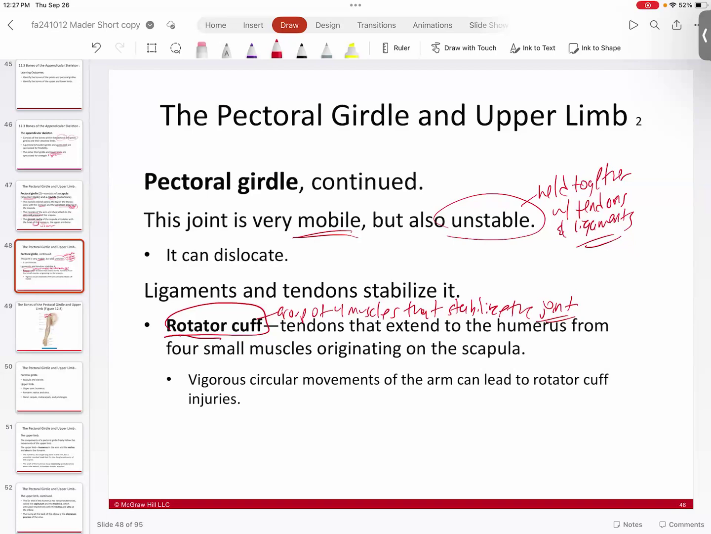So for instance, if you have very strong circular movements of your arm, like a baseball pitch, then you can create damage to these muscles and to the tendons of these muscles, and that would be a rotator cuff injury. And so with all pitchers having rotator cuff issues all the time, it's a common one.